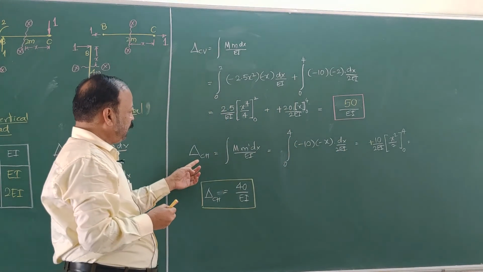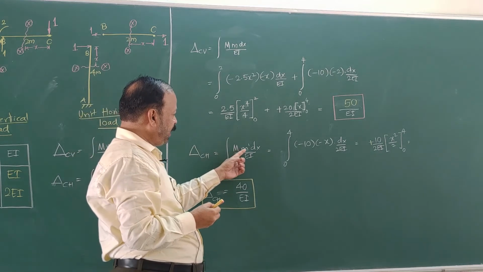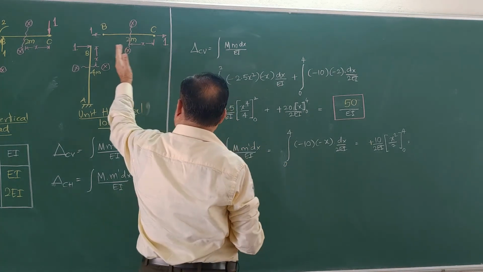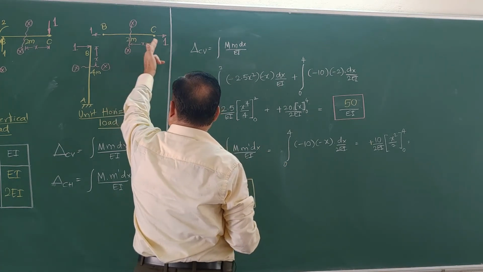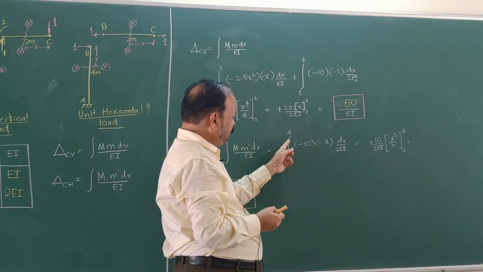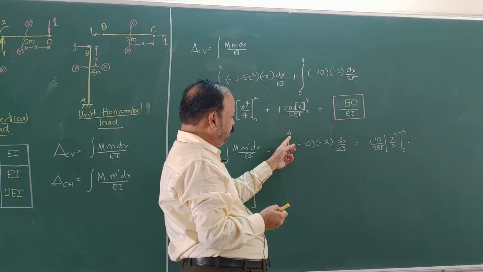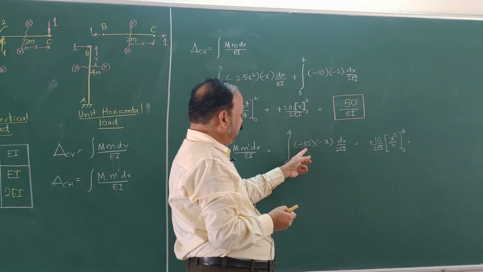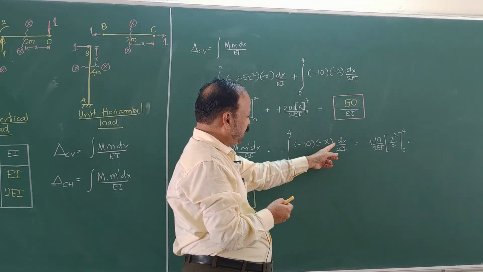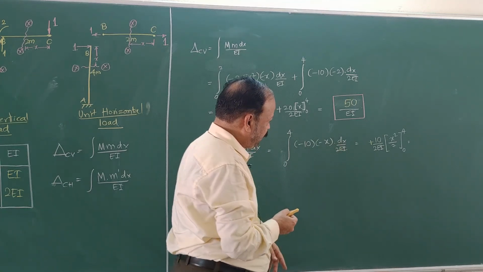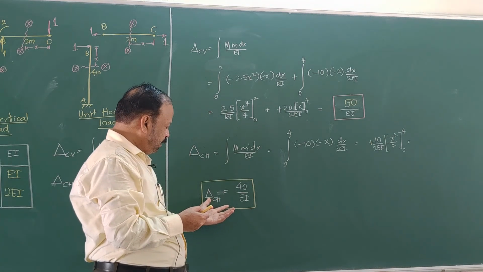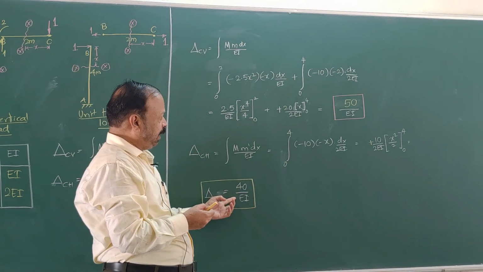Similarly for horizontal deflection, we will take the integration of m into m dash dx by EI. In the first part, the moment due to horizontal load in the member CB is not there, so we will take only the second part. That is integration between the limits 0 to 4 of m, which is minus 10, and m dash, which is minus x, divided by 2EI into dx. From this integration we get delta C horizontal equal to 40 by EI. Thank you.